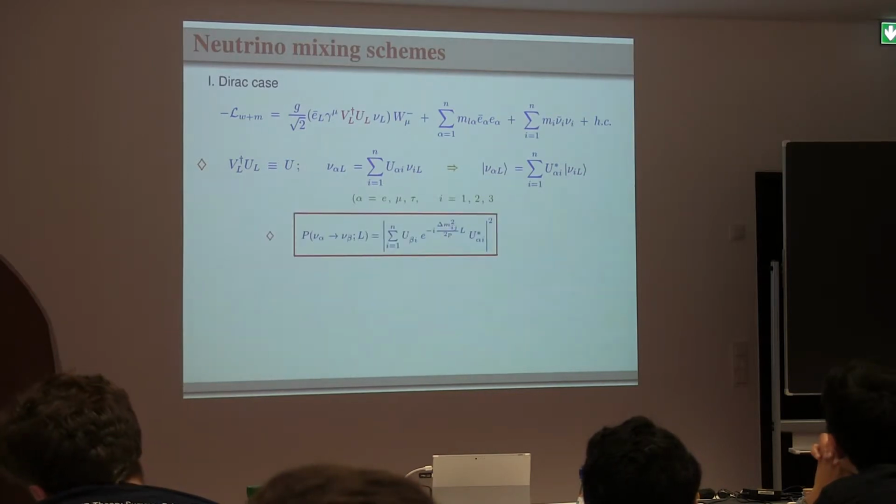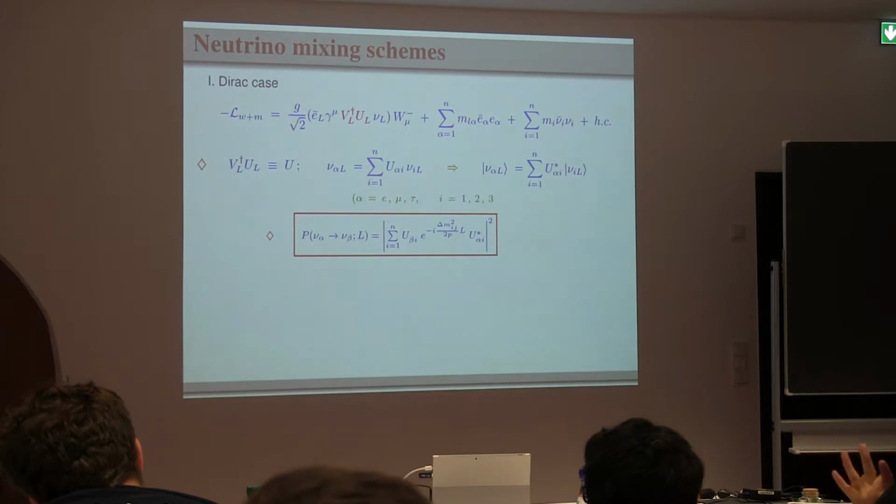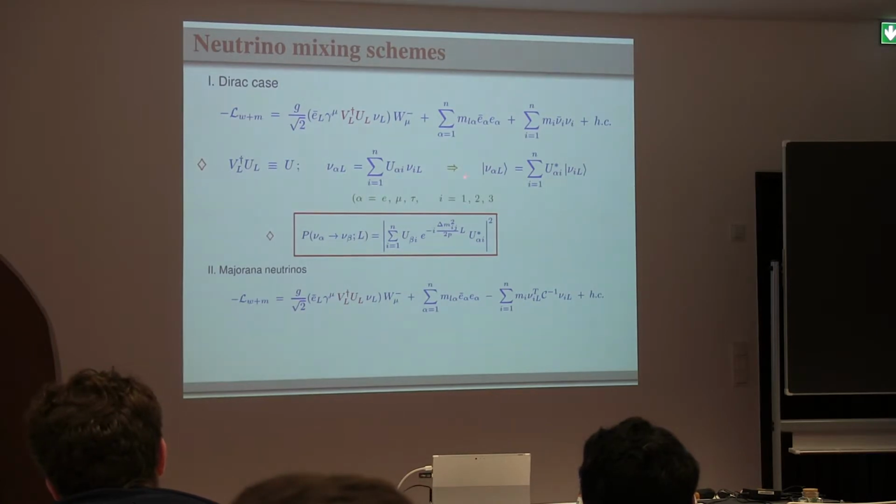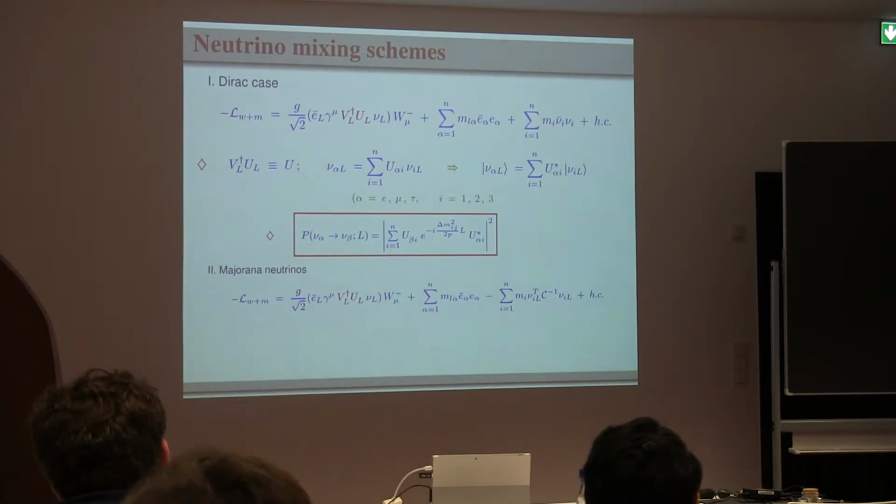And as we discussed, the standard oscillation probability formula is given by this expression. Now, this was for Dirac neutrinos. What happens if we have Majorana neutrinos? The difference is that we don't have right-handed neutrinos, and the mass term here has this form. It doesn't have any right-handed components. Right-handed components actually are C conjugates of the left-handed components of the same field.